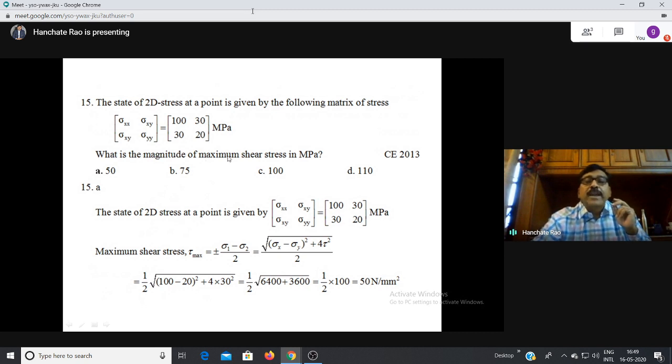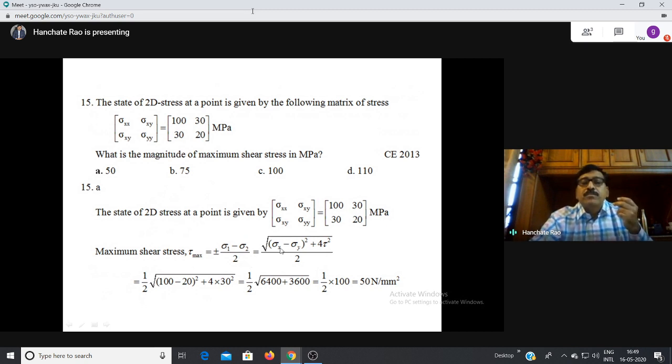So you want to know the maximum shear stress. You can find tau max directly, or you can first find sigma 1 and sigma 2 and then take (sigma 1 minus sigma 2) by 2. But we know tau max is equal to (sigma 1 minus sigma 2) by 2.